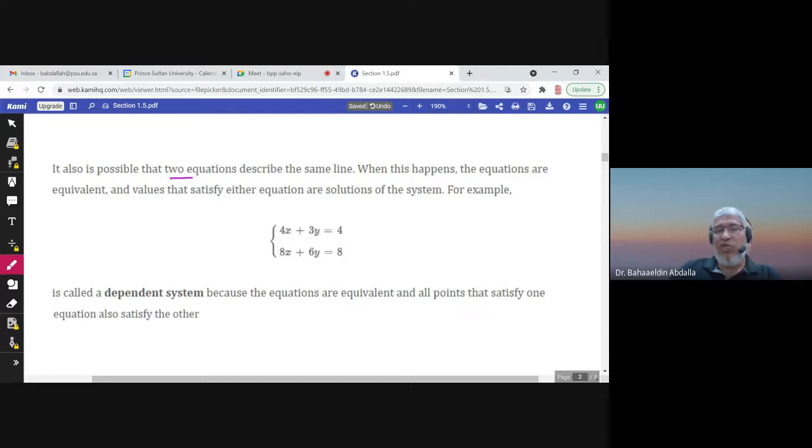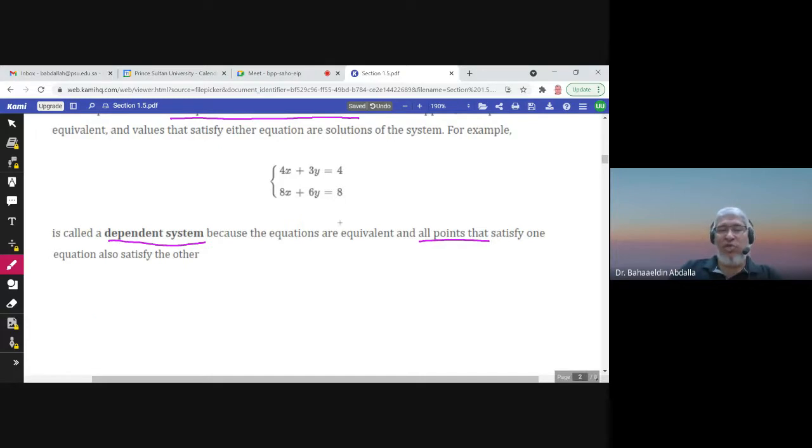Sometimes the two equations will describe the same line, okay, the same line. So when this happens, we have one equation and it intersects itself in infinitely many points, the same points of the line. So we will have a system of infinitely many solutions, and we call the system a dependent system. Okay, so all points of the equation will be a solution.